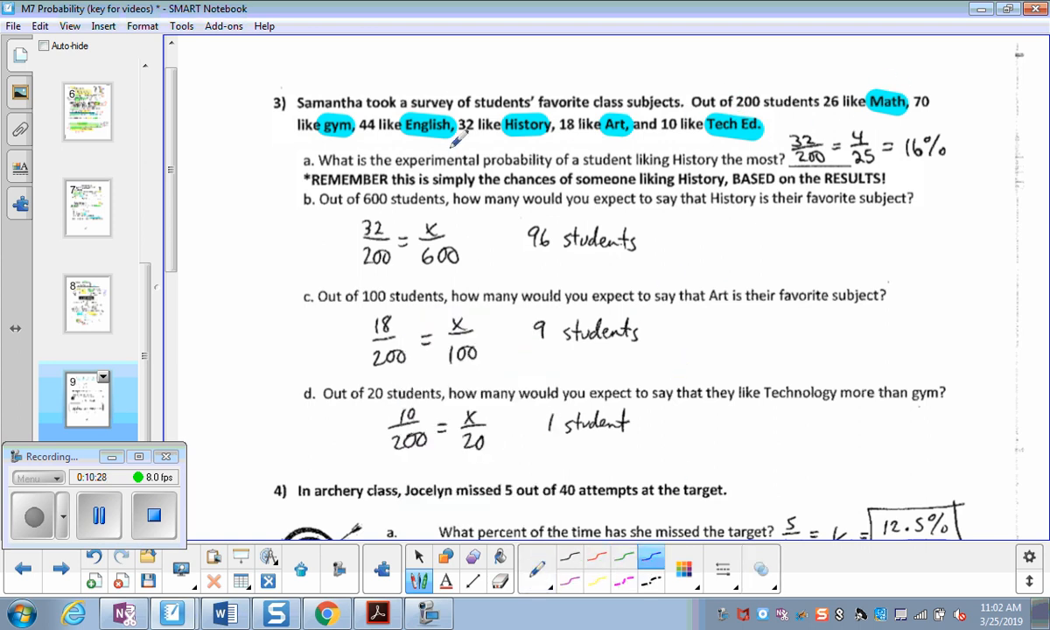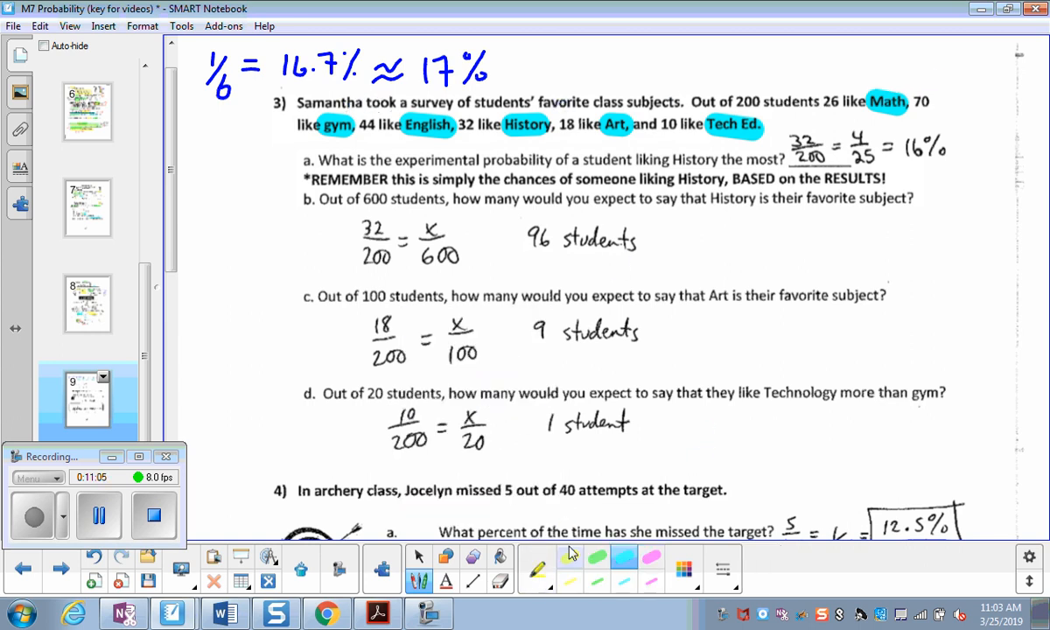So going into the survey, each class has a 1 in 6 chance of being voted as somebody's favorite class. When we divide that in the calculator, that's about a 16.7% chance. So I'm going to round to just about 17%. So each class has a 17% chance, theoretically, of being voted as a student's favorite class. Now, according to the results, though, we can see that only 26 voted for math, 70 voted for gym, and so on. We've got all the results in there.